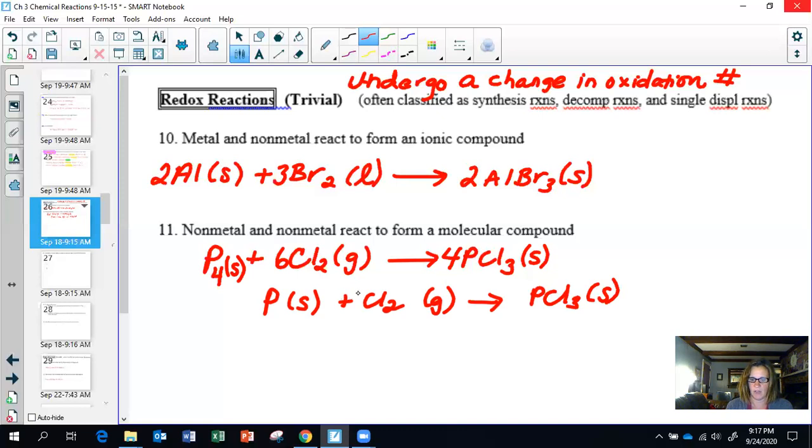So we would have a 3, a 2, and a 2. Okay, this is a more traditional way of writing this equation. You may have forgotten that P4 is written that way. Elemental sulfur is written as S8 typically when you're writing an equation with that.